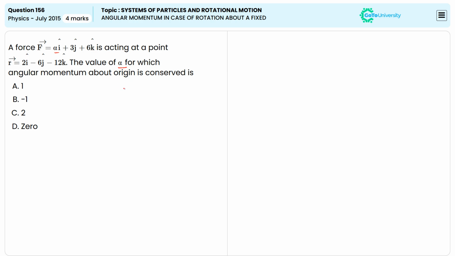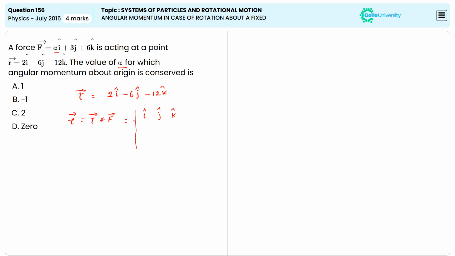Since the position vector of the point with respect to the origin is R vector, which is given as 2i cap minus 6j cap minus 12k cap, then the equation of the torque for the force, the torque tau vector, is equal to R vector cross F vector. Then by solving this with the help of determinants, we get the determinant of i cap, j cap and k cap.